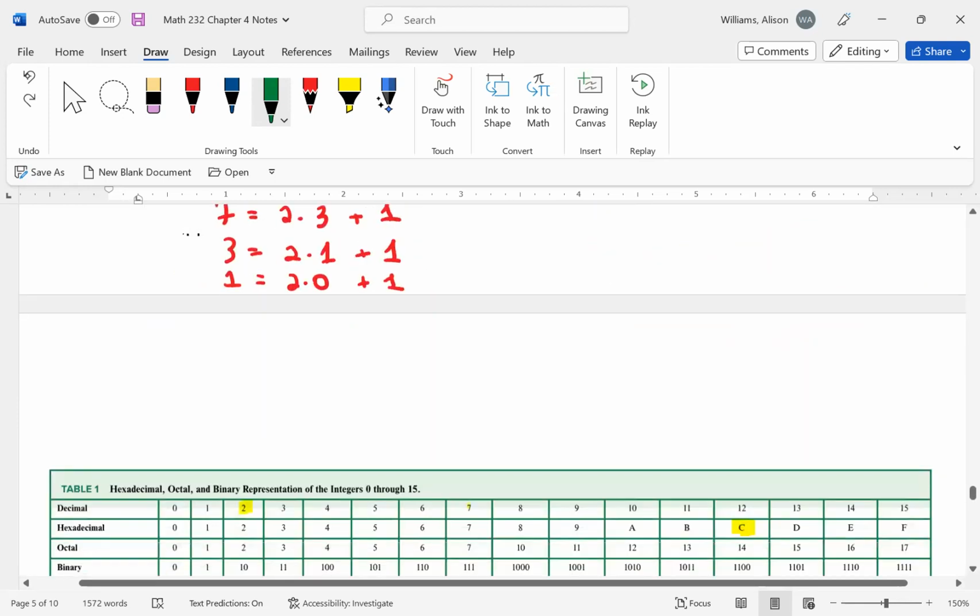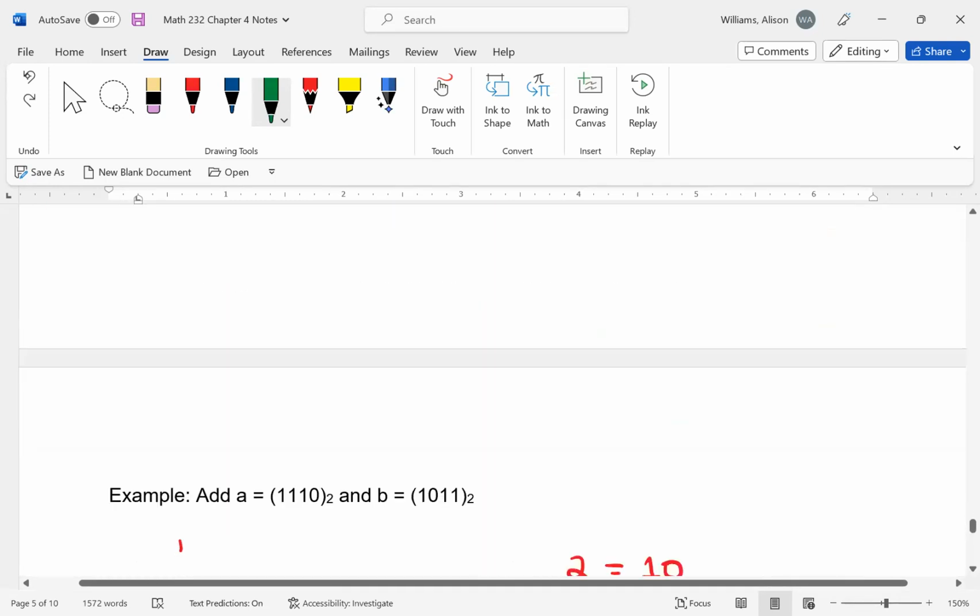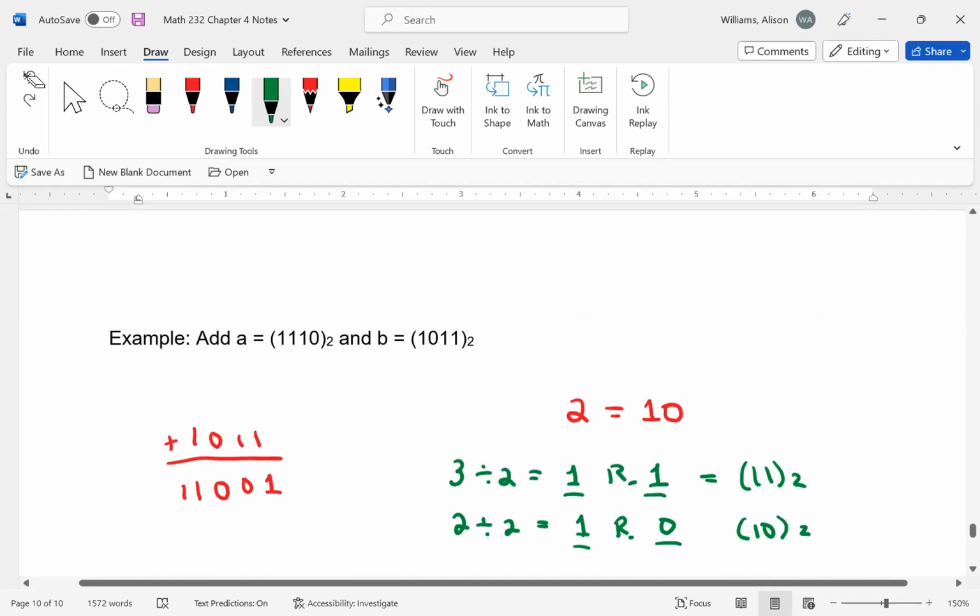I apologize. I upset the computer. You should never upset the computer. So here's what we do. We'll just rewrite the number.